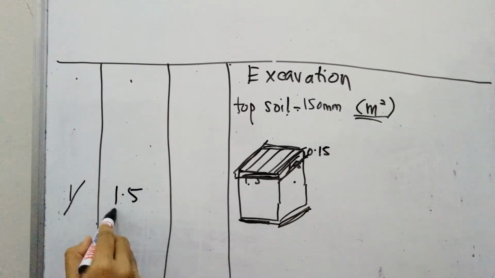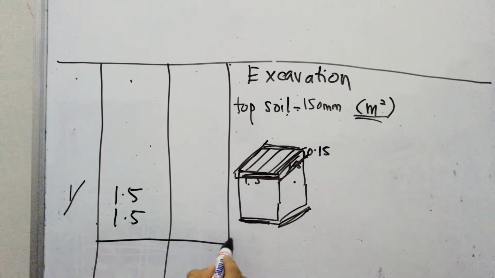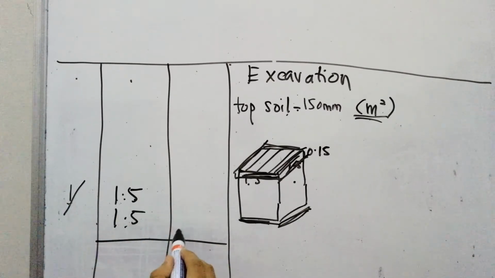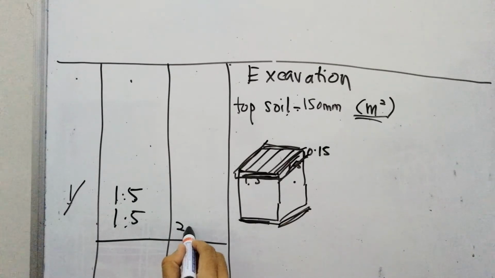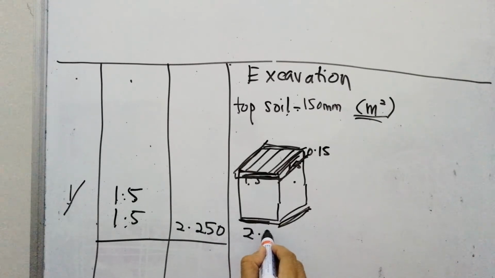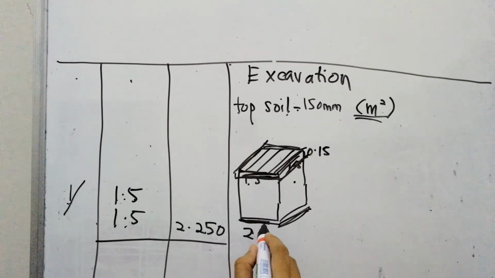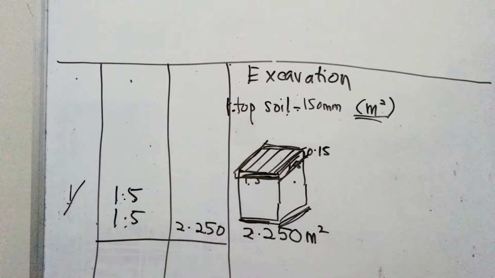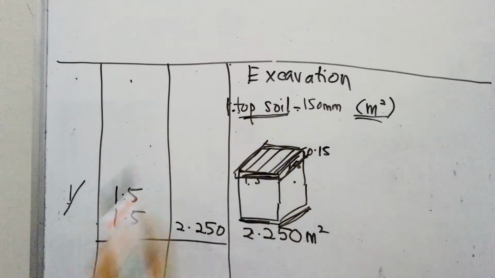So the quantity of the topsoil to remove is 1 times 1.5 times 1.5, you get 2.250. So this is the area to remove, 2.250 meter square. Alright, so that is the first stage, removing the topsoil.